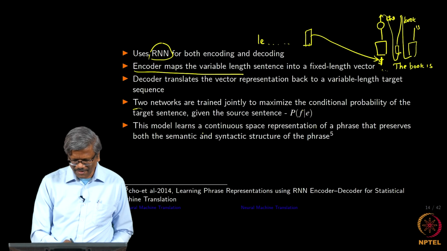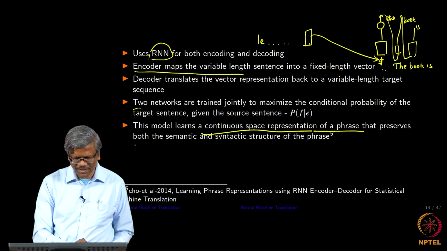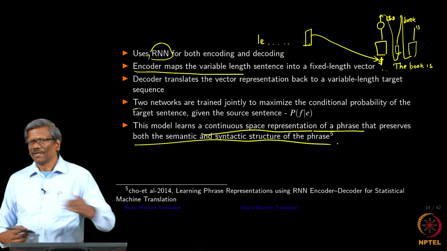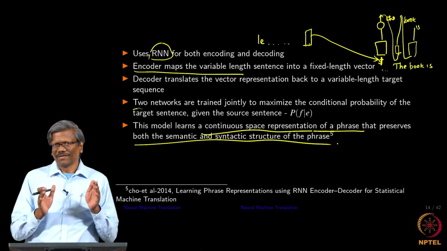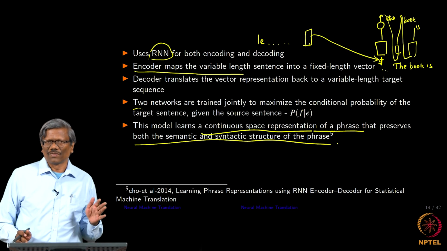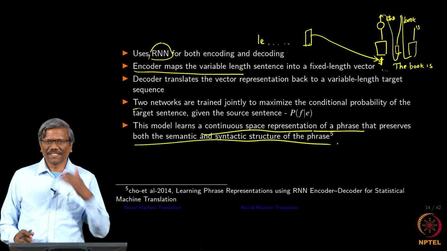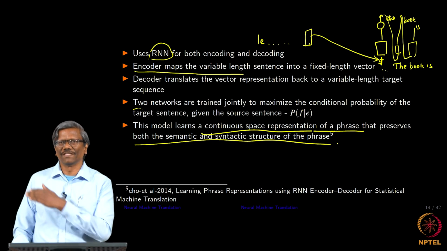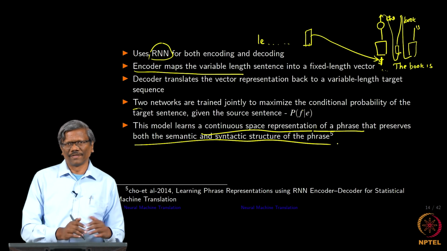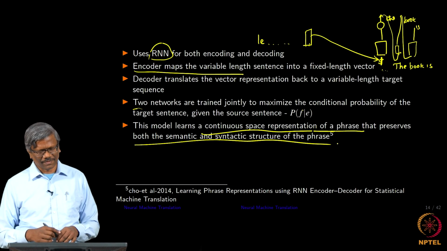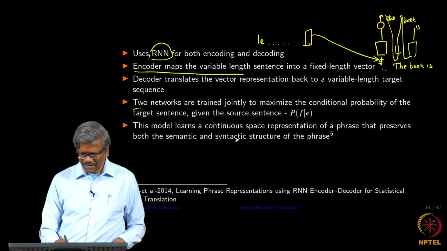So, it learns a continuous space representation of phrases that preserves both semantic and syntactic structure. Since we are inputting the sequence, we are not losing anything here. We are inputting sequences of words, so we are not providing only a bigram or trigram, we are providing the entire sequence. That means the entire semantics is also passed along with this, and the network learns in both the encoder box as well as the decoder box. So, it learns those phrases continuously in the continuous space.